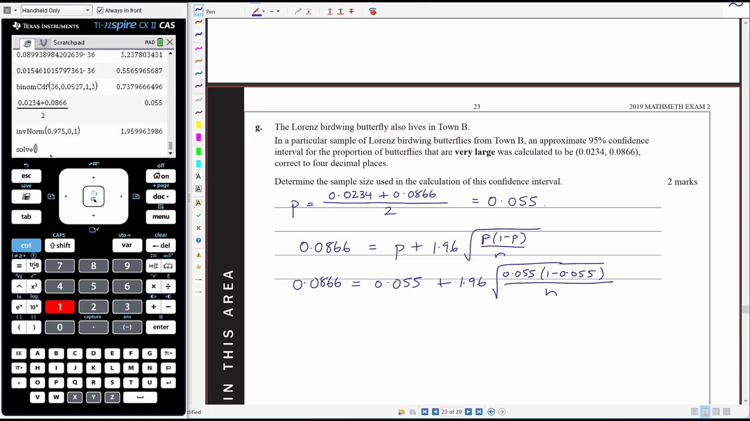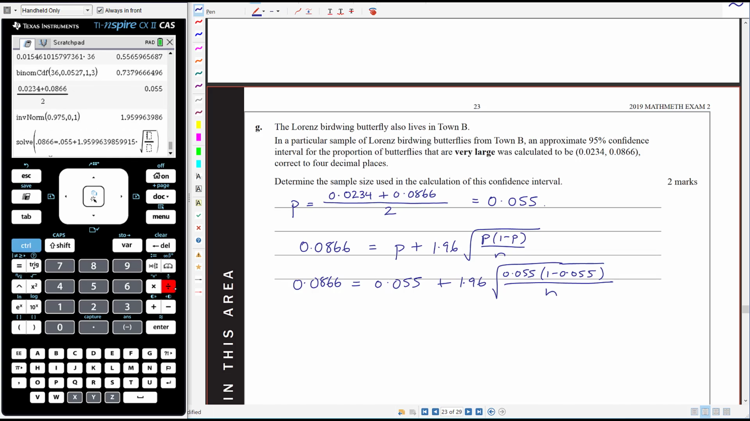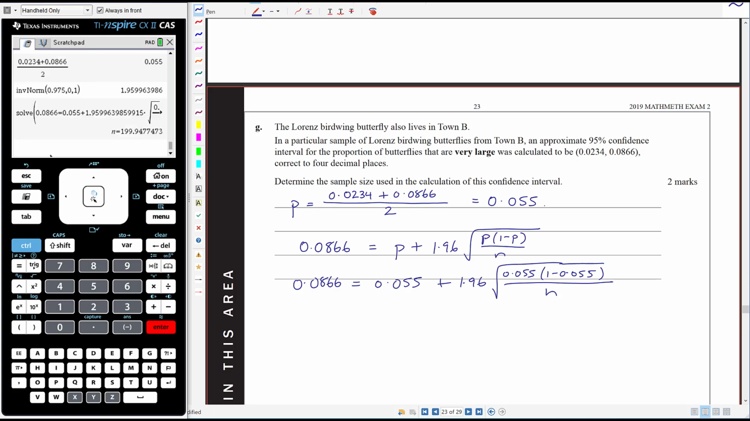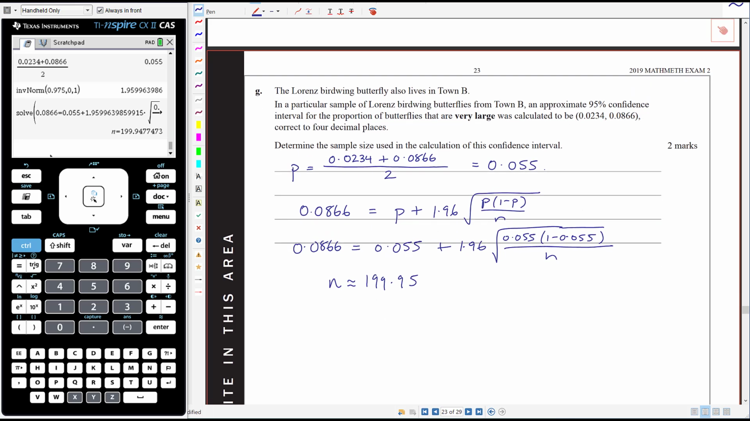So let's solve. 0.0866 equals 0.055 plus this value here times the square root of 0.055 times 1 minus 0.055 over n. And we are solving that for n. Okay, and we find that n is approximately 199.95. And then obviously we can't survey 199.95 butterflies, so we have to round to the nearest whole number.